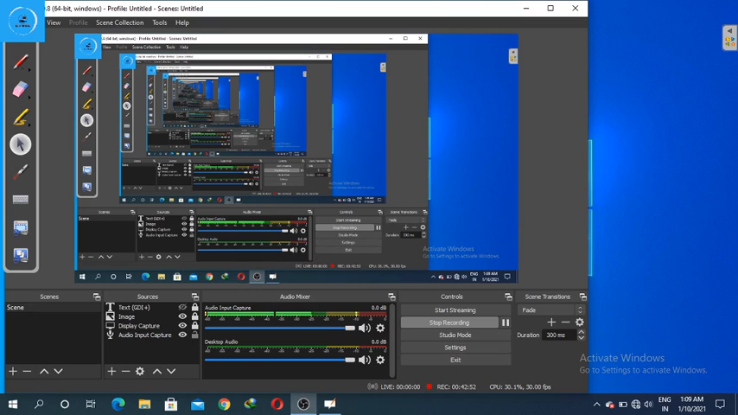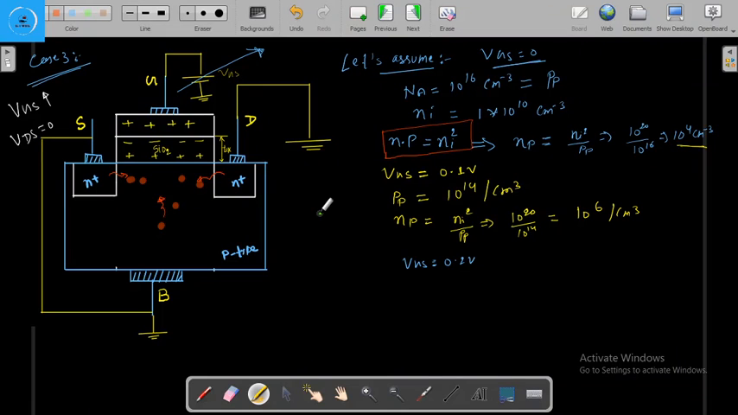Now we have seen that when we are increasing the VGS, a large number of electrons come here from the source and the drain, and also from the body or the substrate. Because of this, the concentration of the electrons, these free electrons, remember, near the silicon dioxide interface is increasing, and the concentration of the holes is decreasing here.